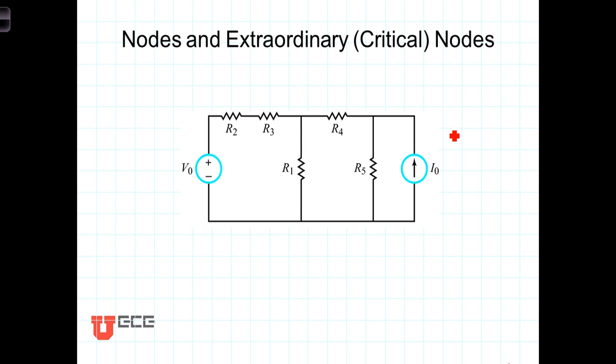The node voltage method involves, rather than branch currents, defining node voltages. In order to do that, we need to make the distinction between nodes and extraordinary nodes. A node is a point where 2 or more branches are joined. Here we've got a node.